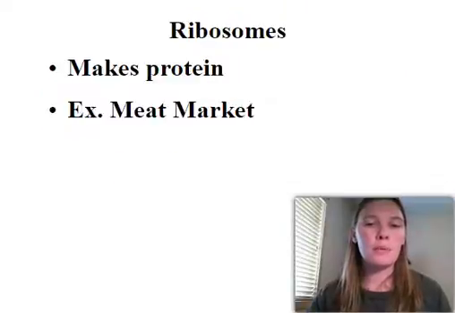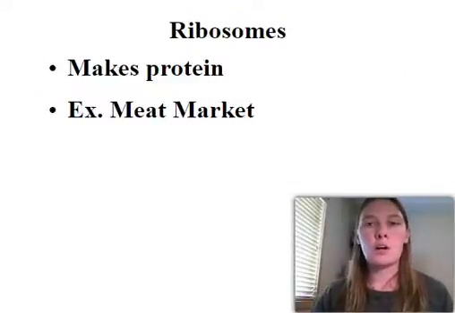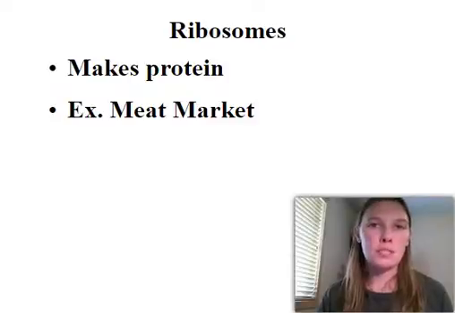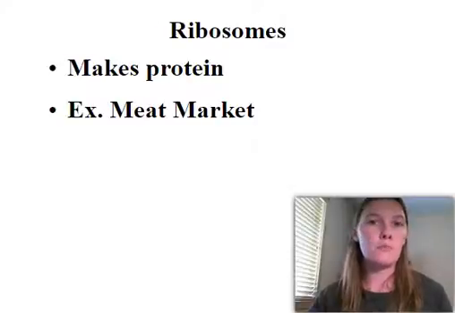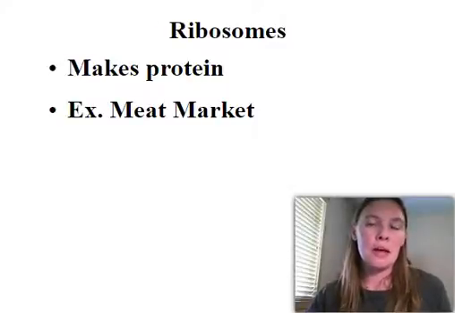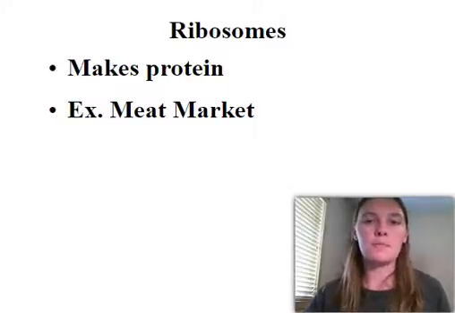Then we have ribosomes. Ribosomes are found in different places inside the cell, sometimes on the ER and sometimes just floating around in the cytoplasm. They help to make proteins within our cells. So I refer to it as a meat market. Since meat has a lot of protein in it, I thought I'd compare it to a meat market.